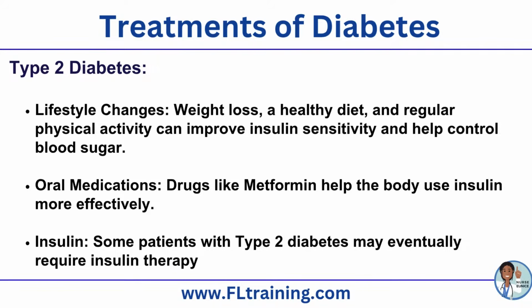For those who have type 2 diabetes, lifestyle changes, lifestyle changes, lifestyle changes. Look, if they lose weight, if they adopt a healthier diet and regular activity, they can actually improve their insulin sensitivity and help control their blood sugars. Yes, they can even get off of insulin or off of their oral anti-diabetic medications. And so we mentioned the oral medications before, but there are going to be medications like metformin that can help the body use insulin more effectively. And then, of course, we talked about the insulin injections.